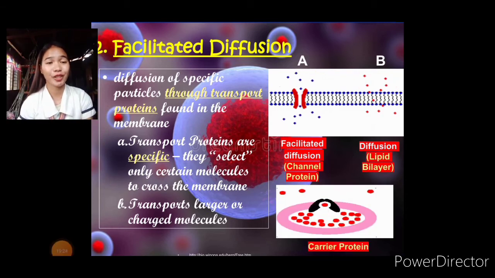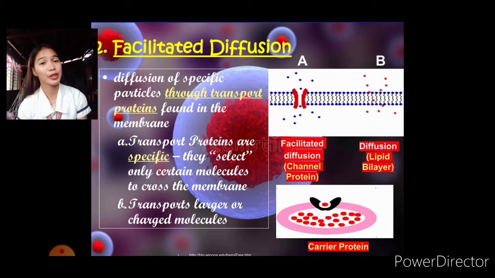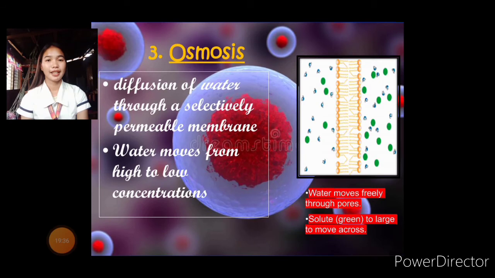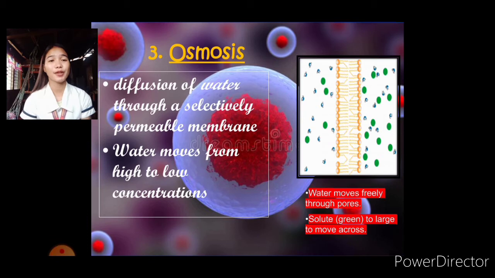Also, in the second picture, as you can see, it can transport large and charged molecules. Okay, so the last type is osmosis, the diffusion of water through a selectively permeable membrane. In osmosis, please refer to the figure I have shown on the right side.